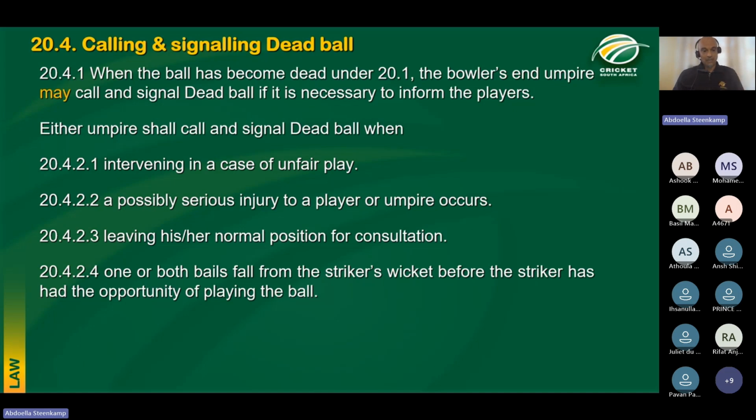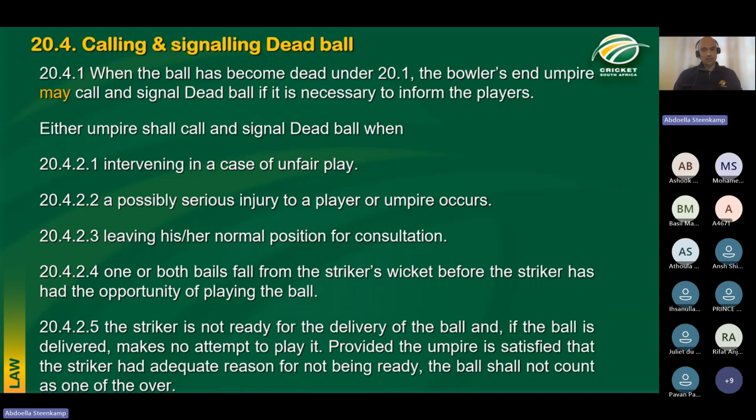But as soon as it happens, it can be one or both bails, but it must fall from the striker's end. And if that happens, striker's end umpire, intervene, call and signal dead ball. So what happens if a bail falls off at the bowler's end? Do you call and signal dead ball? No, you don't have to. The law doesn't tell us. If players are happy and they continue playing, you will allow play to continue.